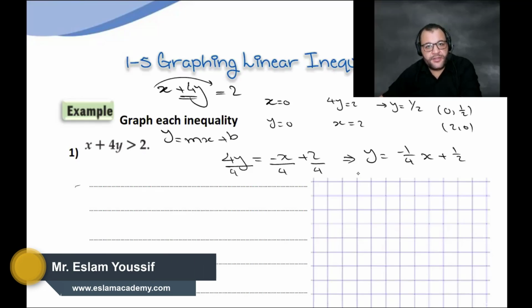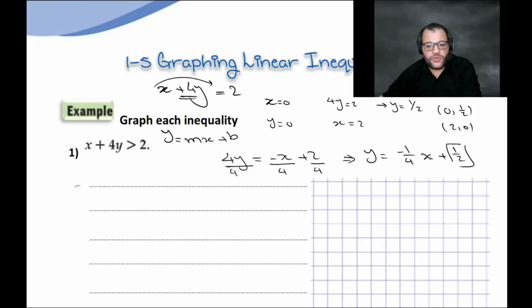So the y-intercept equals 1 over 2, and the slope is negative 1 over 4. It means going down 1 and going to the right 4. So you can represent the equation in 2 ways: let x equal 0 and let y equal 0, then find 2 ordered pairs, or use the slope-intercept form. Those are the 2 ways that we can represent the linear equation.